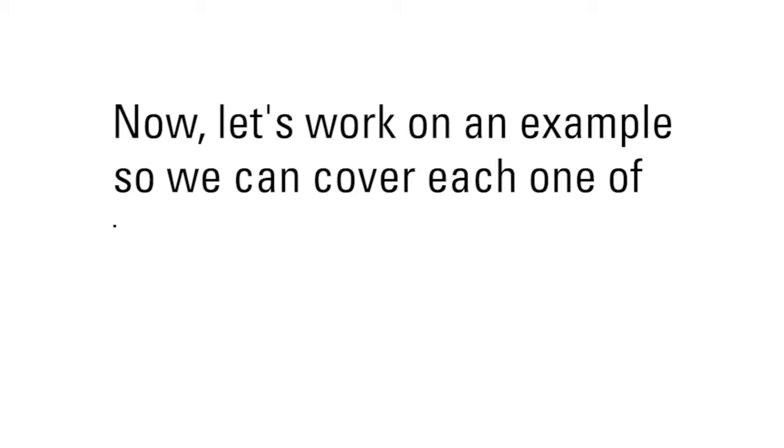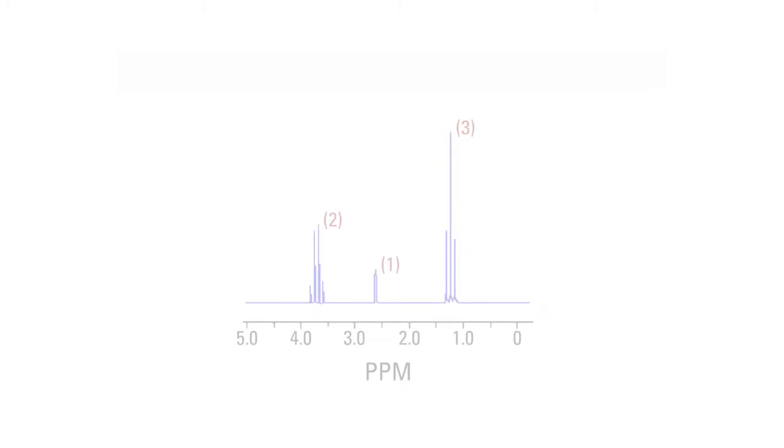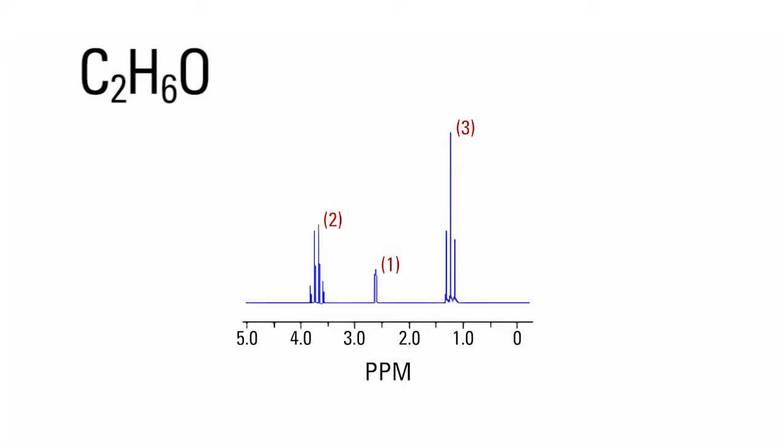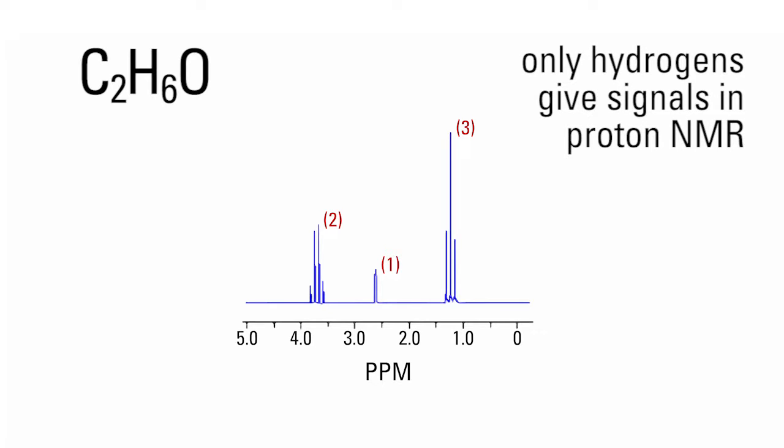Now, let's work on an example so we can cover each one of the features of NMR spectra. Our example will be this spectrum for a compound with the molecular formula C2H6O. According to the molecular formula, this compound has 2 carbons, 6 hydrogens, and 1 oxygen. Only hydrogens give signals in proton NMR, so the fact that we see 3 groups of signals indicates that we have 3 different kinds of hydrogens.